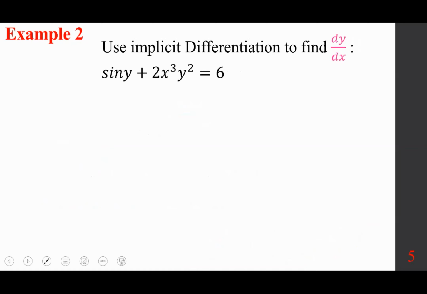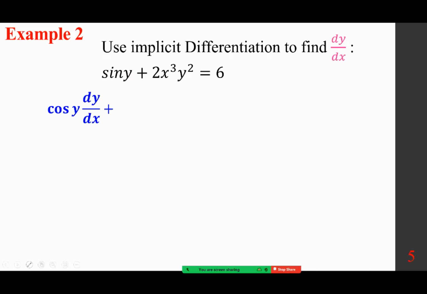Now I'm going to use implicit differentiation for this expression to find y prime or dy dx. So let's start with the first expression. Sine becomes cosine with the same argument. So cosine y. And then y, remember it's a function of x, so it's y prime or dy dx.